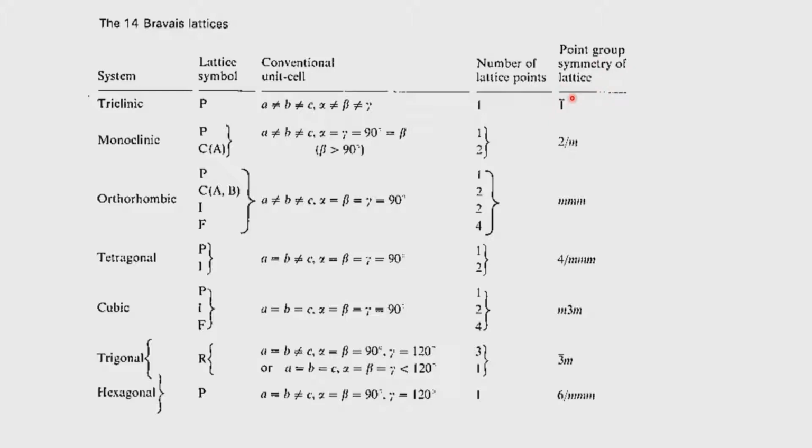So, if you just look at a triclinic lattice and you are given the information only about the triclinic lattice by some experimental procedure, it is always a 1 bar symmetry.